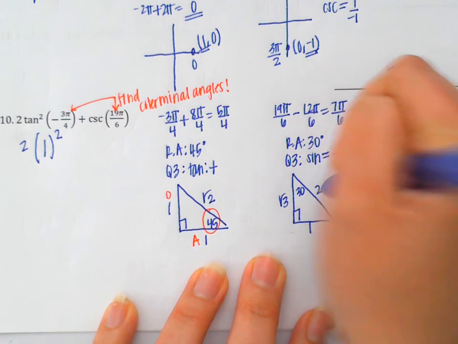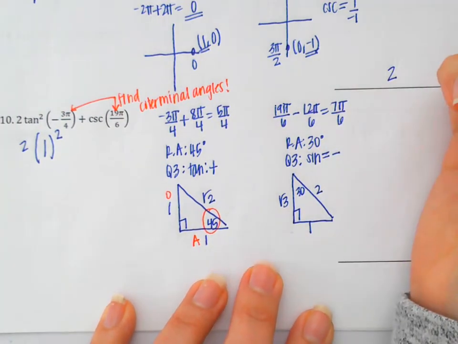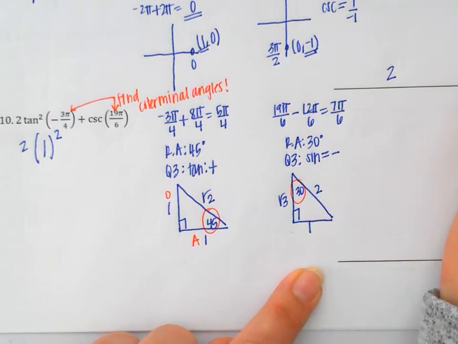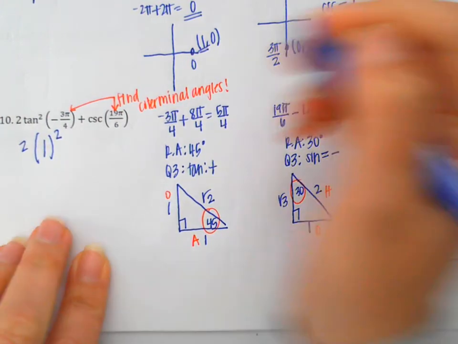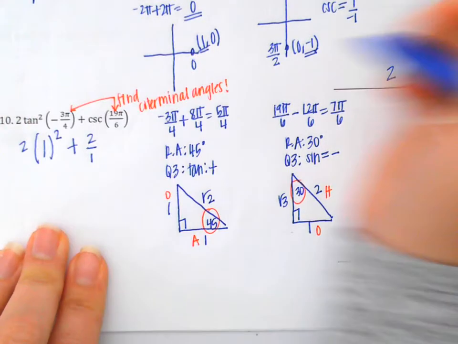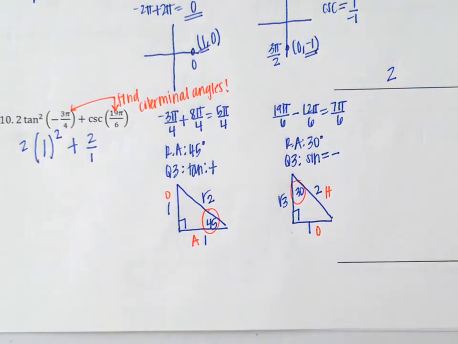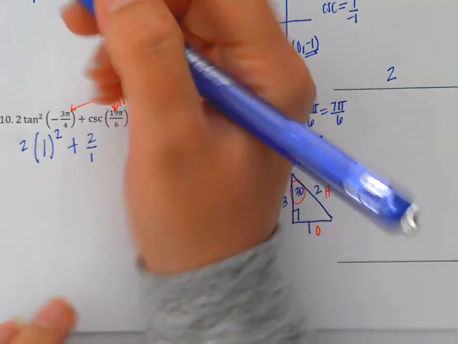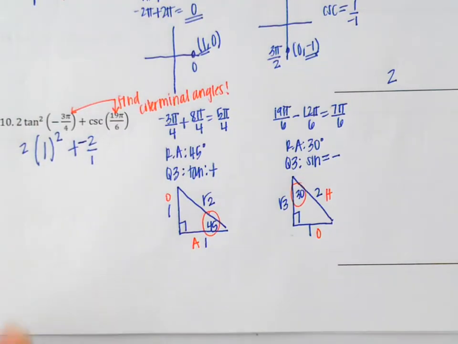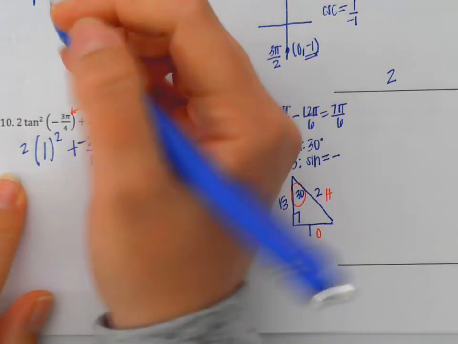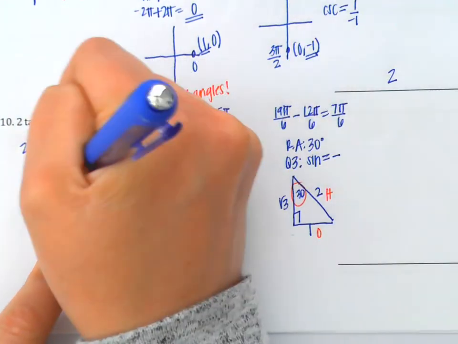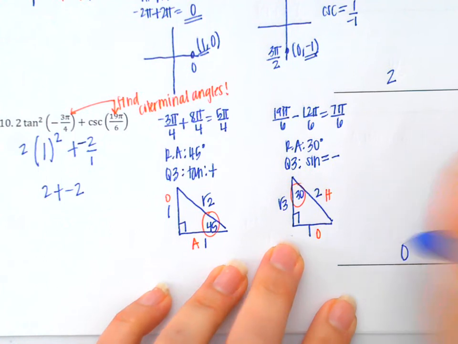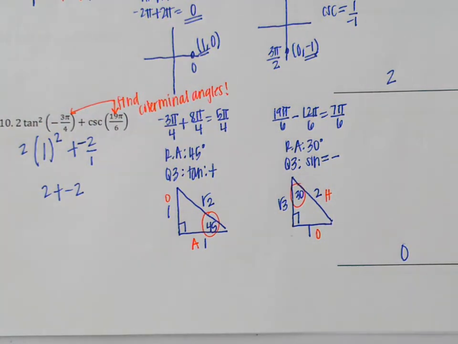And sine, or it's cosecant. So cosecant is hypotenuse over opposite. So 2 over 1. And then we can go from there. And remember, don't forget your sign. I forgot to write it first. Always write your sign. So negative 2. So 1 squared is 1, and then 2 times 1 is 2, plus negative 2, which gets me 0.